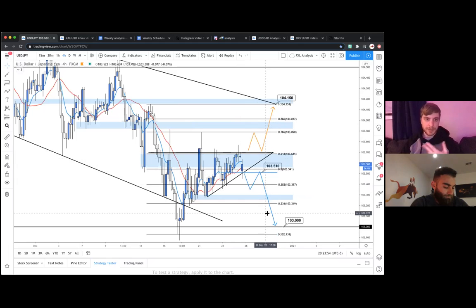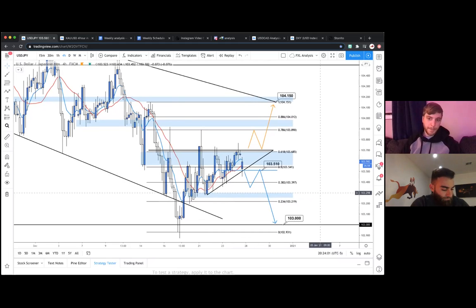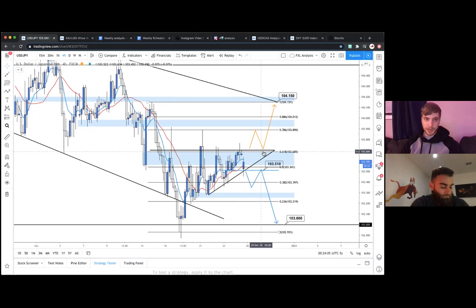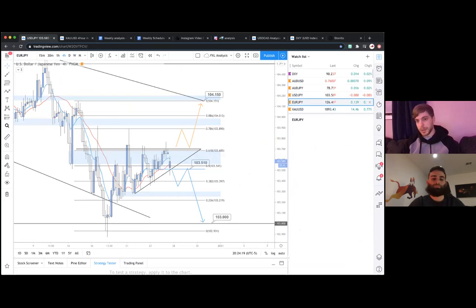MA cross, evening star, bearish engulfing, something that I could then enter on and take a short back down towards 103. All right, so either way this plays, again, good amount of room for this to run here. So we could get a nice long opportunity or a nice short opportunity. Just got to see how this one plays out and whether it breaks to the upside or downside. So that's UJ. Let's wrap this up, at least my pairs, with EJ.